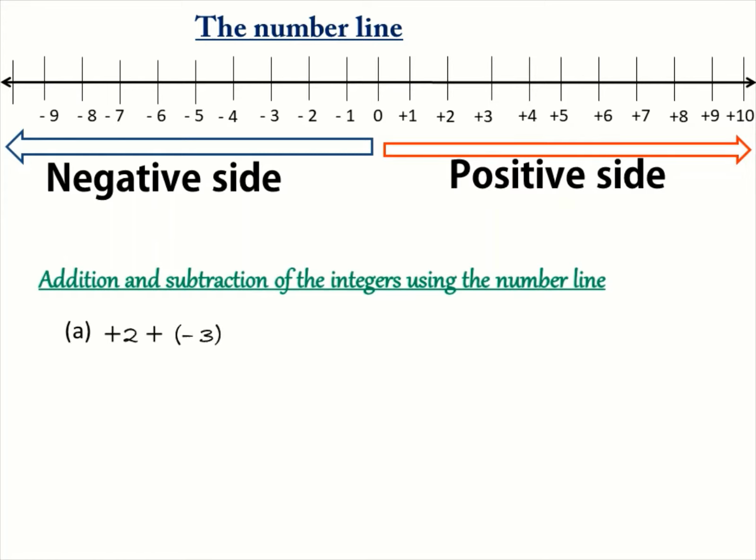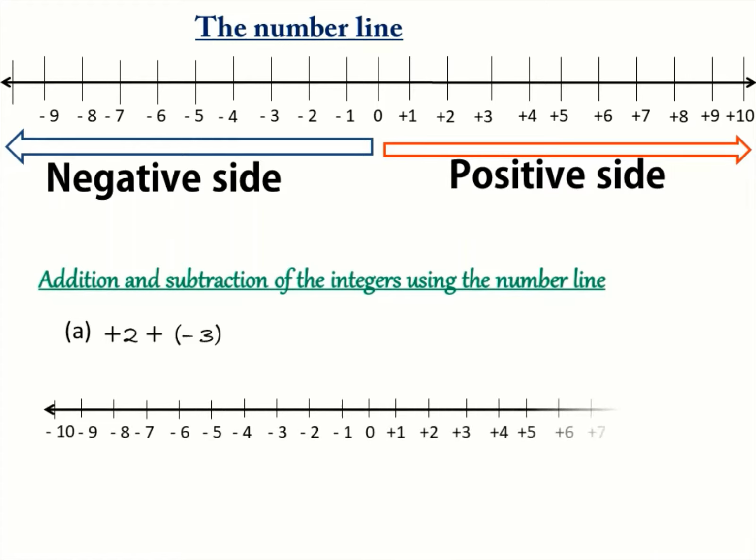On to our first example, positive 2, we are adding negative 3. It's important to remember that the sign before a number belongs to the number. So it's important for us to say that this positive here before 2 belongs to 2 and this negative belongs to 3. So every time you're dealing with integers, remember that, and you'll never go wrong.